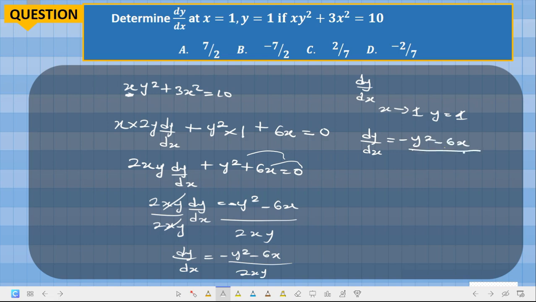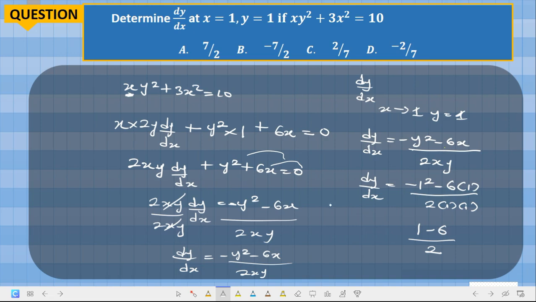6x all over 2xy. So our dy/dx will be equal to, wherever you see y, you put minus 1. So this is minus 1 squared minus 6 times 1, all over 2 times 1 times minus 1. Minus 1 squared is what? 1. So it is 1 minus 6 divided by, now, 2. So our final answer will be equal to, okay, this is minus y squared.